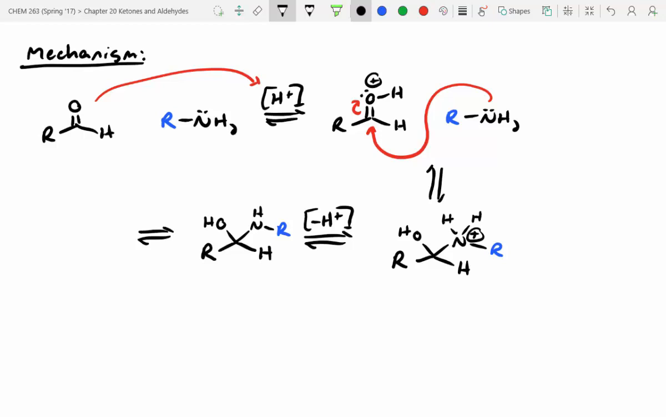Yeah, protonation of the alcohol. This mimics our acetal reaction where we need to turn that alcohol into a leaving group. Okay?